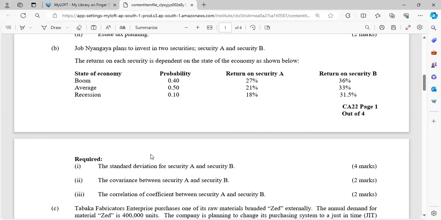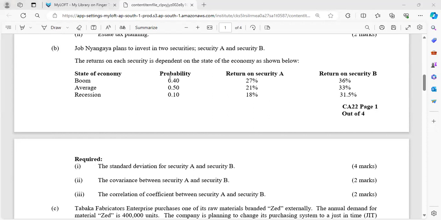Question 2B. Someone to read this question very quickly. Let me start with Daniel to read the question, please.